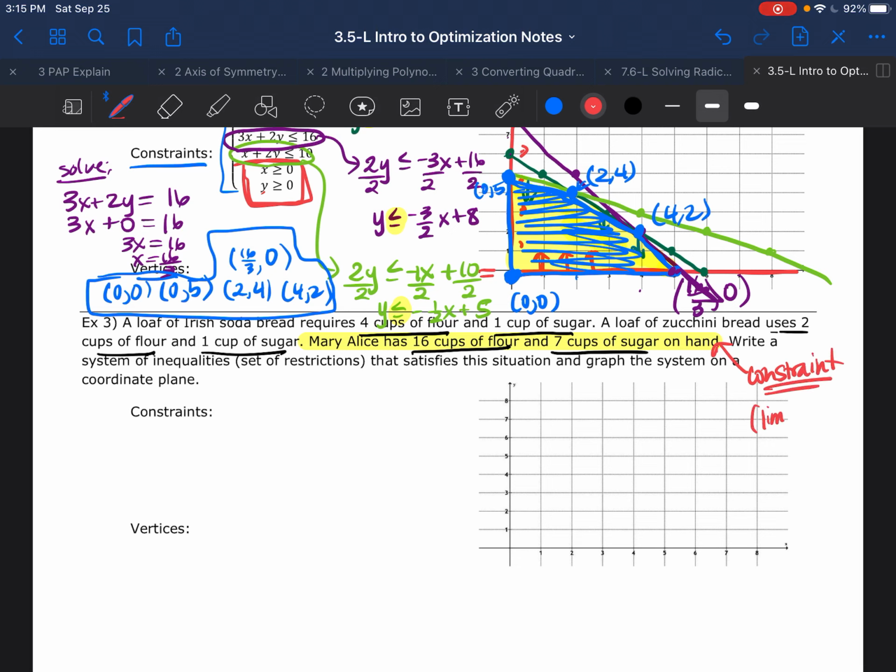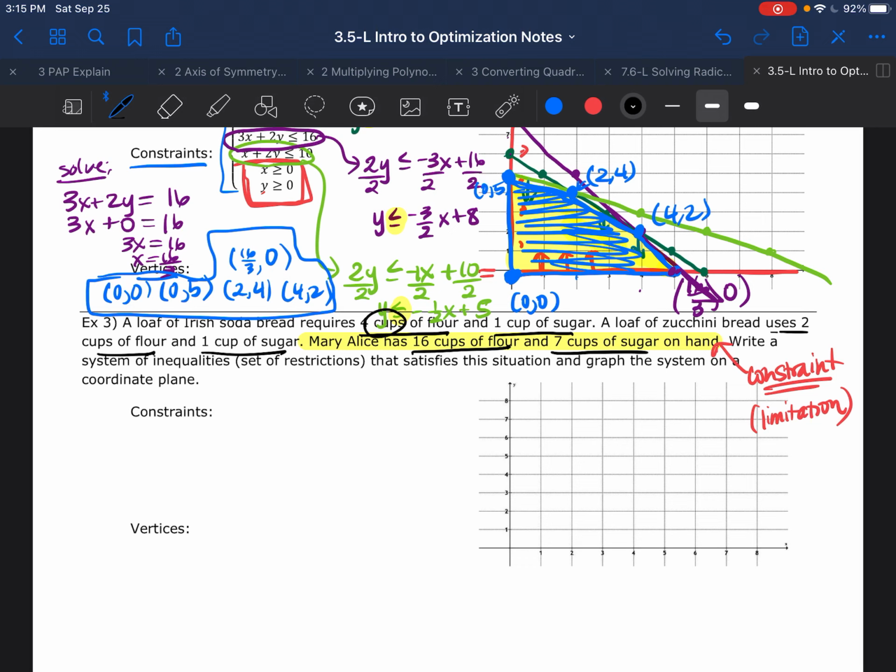A limitation. Okay, that's all she has. She can't use more than 16 cups of flour and she can't use more than 7 cups of sugar. And so we're going to have to remember that. And so for the rest of the word problem, make a table to organize the information.